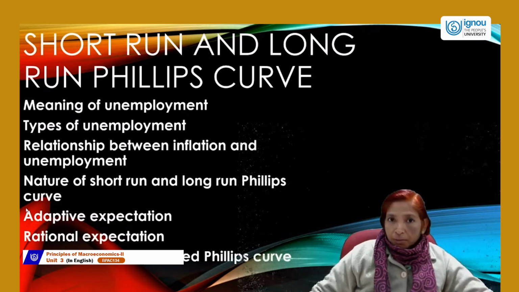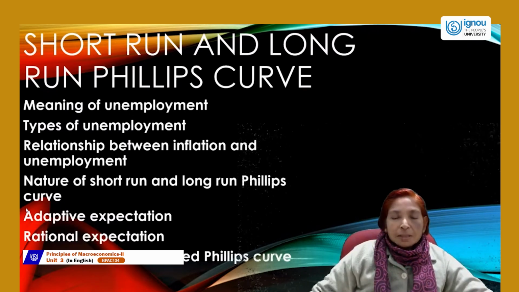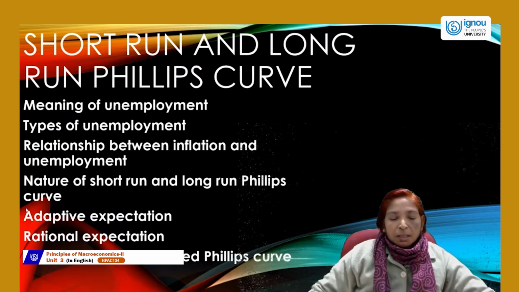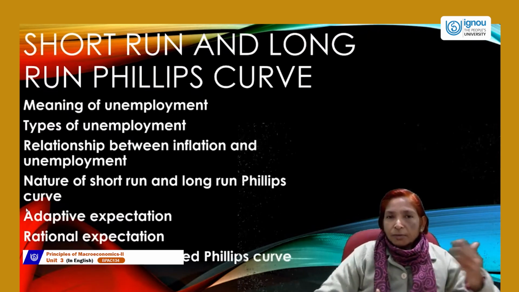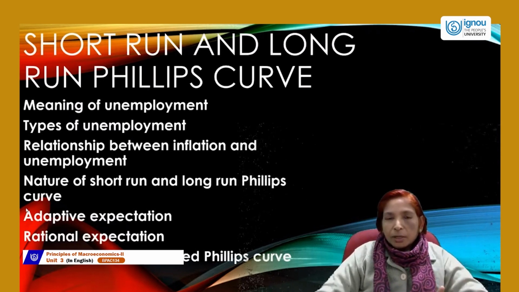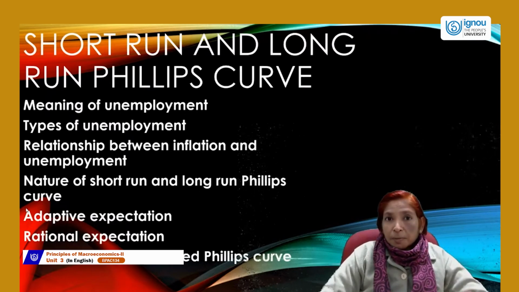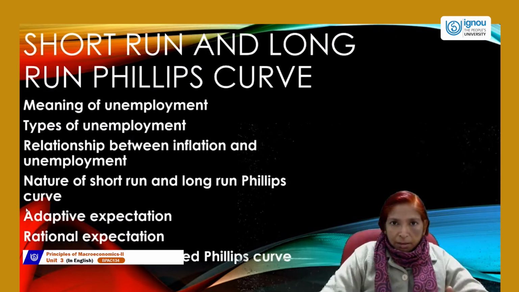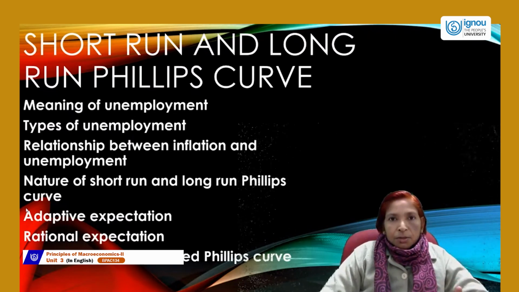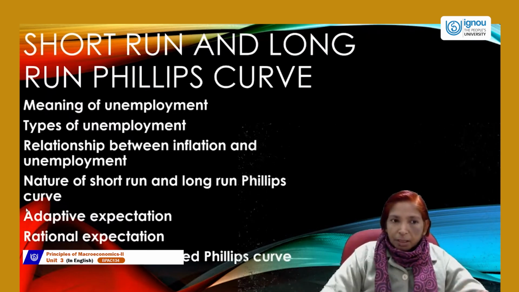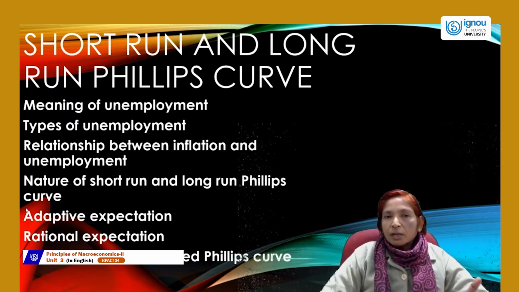First of all, the Phillips curve explains the inverse relationship between inflation, or wage inflation, and unemployment. According to A.W. Phillips, in the 1950s, he explained this theory that if wage inflation increases, then the unemployment rate will fall and vice versa. So there is an inverse relationship between unemployment and wage inflation.